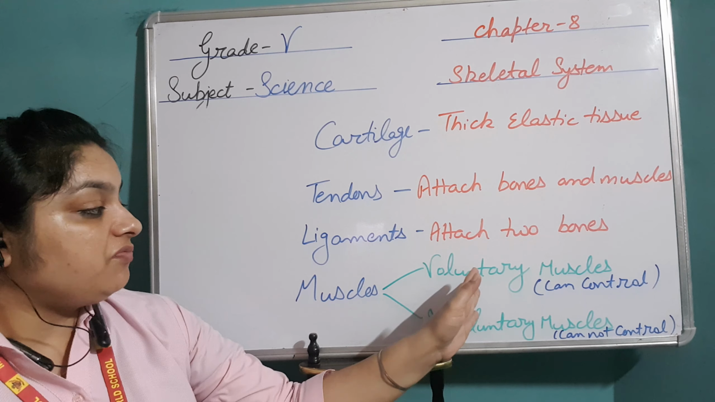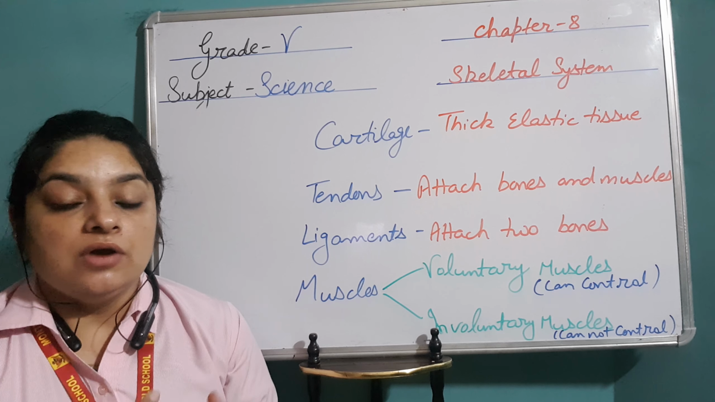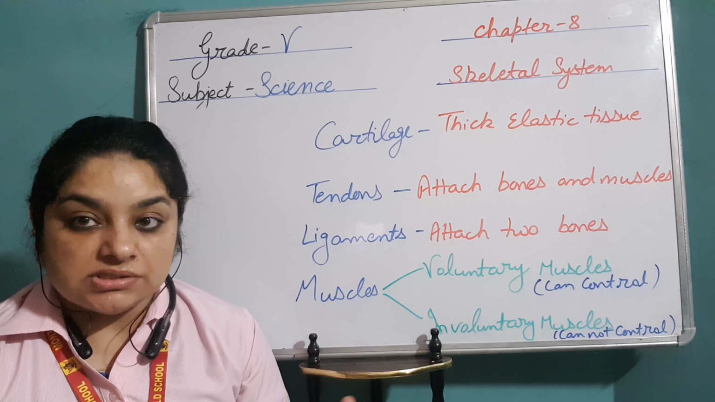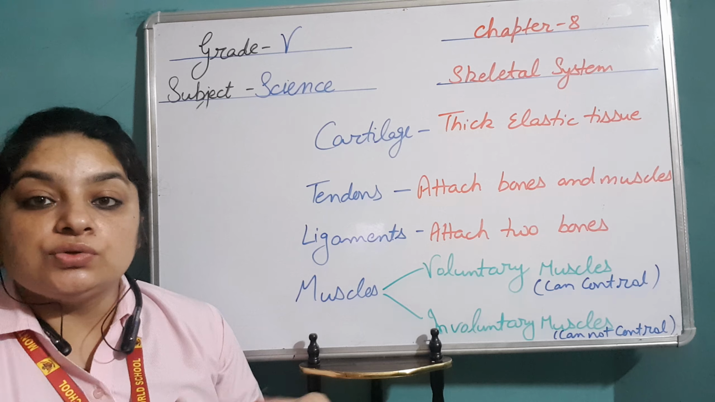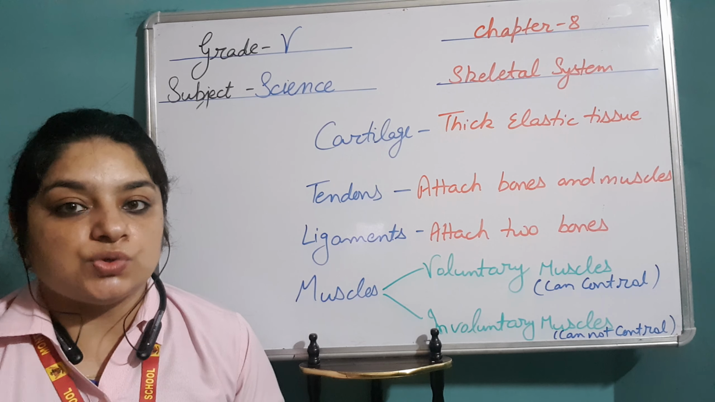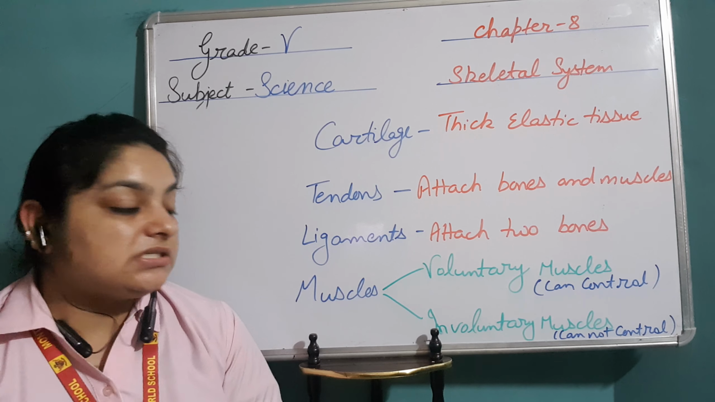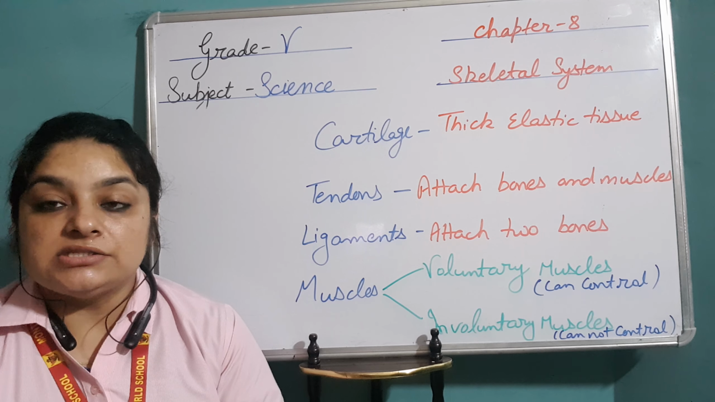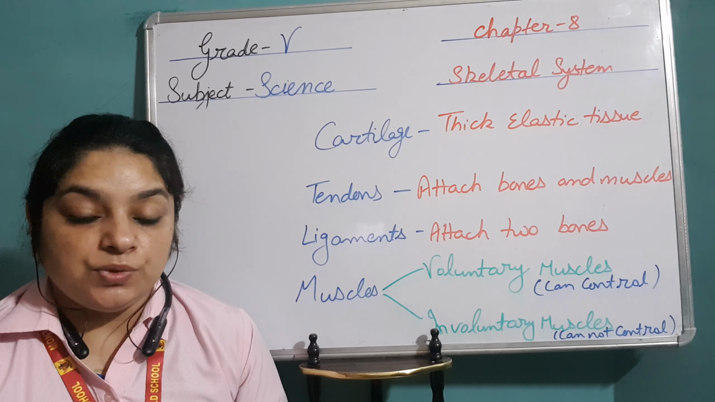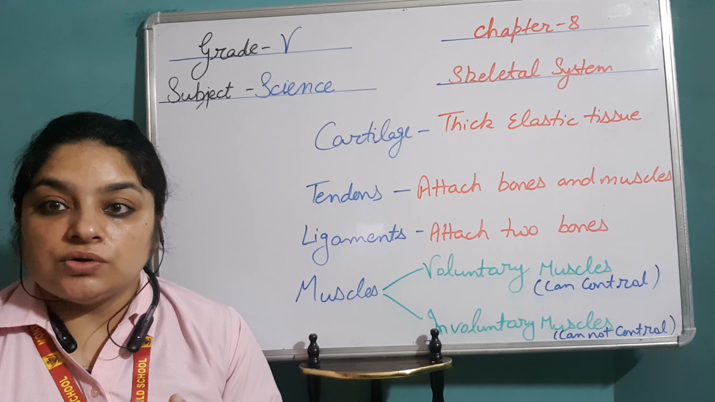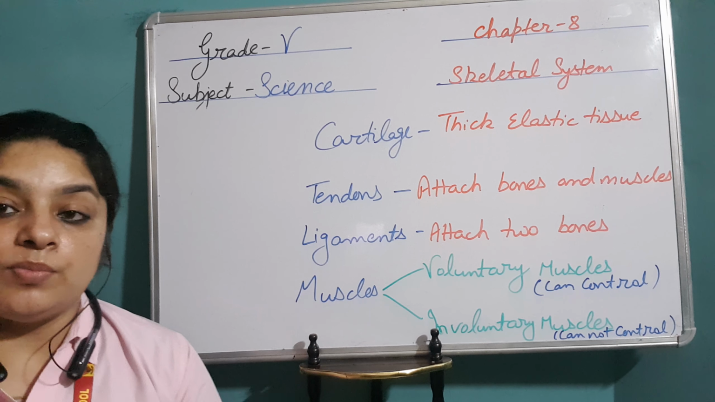Now there are two types of muscles, voluntary and involuntary. Voluntary muscles are those which we can control. For example, all the skeletal muscles, our arms, legs. I want to write, I can write something, I can lift my hand. So the muscles which I can control are voluntary muscles. And the second one is involuntary muscles, which we cannot control. For example, heart muscles, we call them cardiac muscles also. We cannot control our heartbeat, we cannot control our breathing rate. So our lung muscles are a type of involuntary muscles. This was all about this chapter.